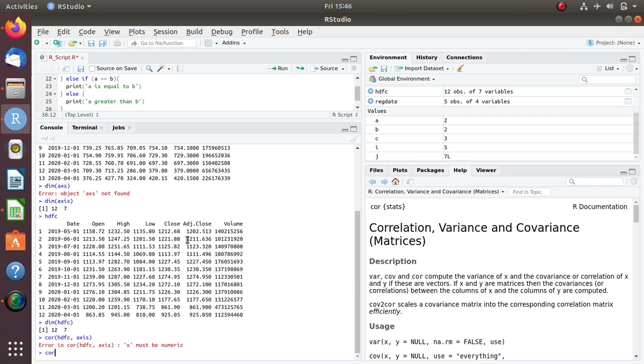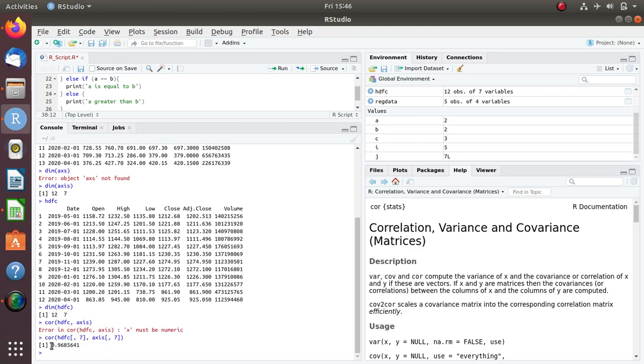Now I am just going to bring indexing into action. HDFC, then I am going to index this. Now I see 1, 2, 3, 4, 5, 6, 7. The seventh one is the volume. Now Axis, same, seventh one is the volume. Oh my god, there is 0.96. This is the Pearson correlation coefficient. The association is very strong because the value is 0.9, close to 1, right?